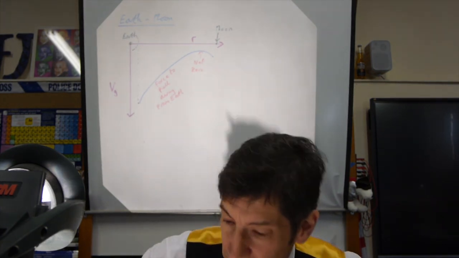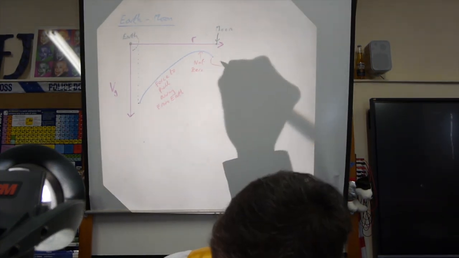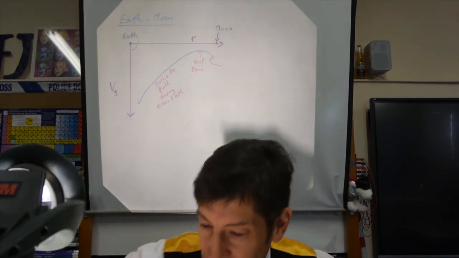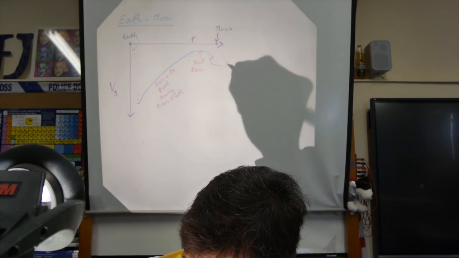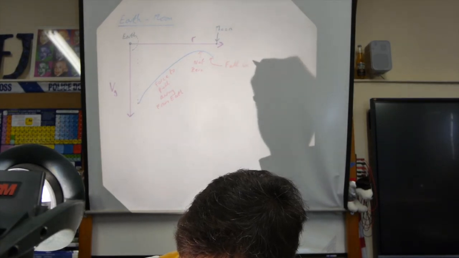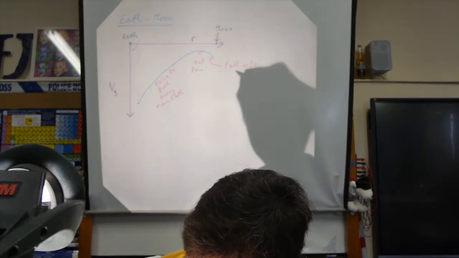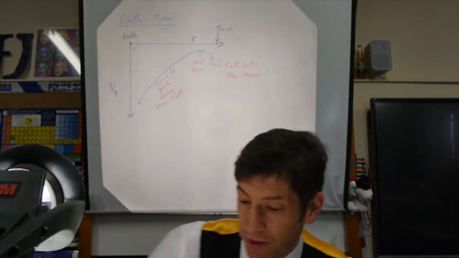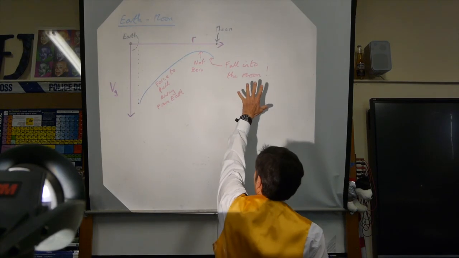And finally, look at what's happening here. That represents the fact that when you get that close, you will fall into, you know what I mean, the Moon. Not into the Moon, but you'll fall towards the Moon.